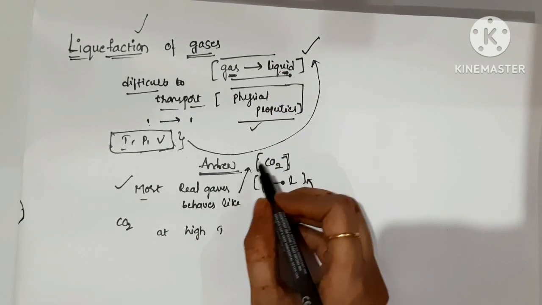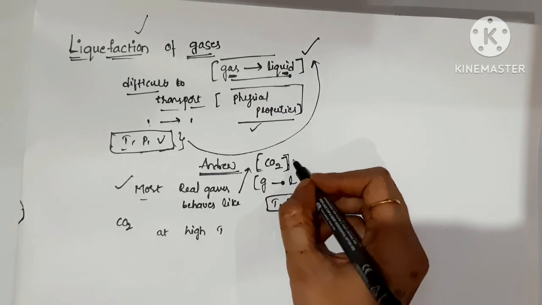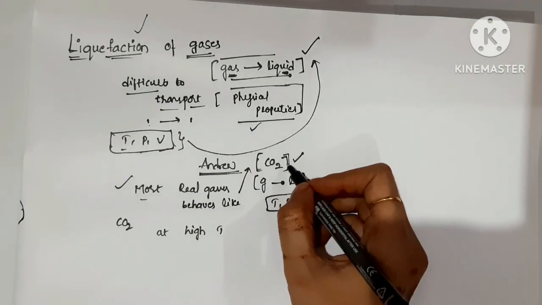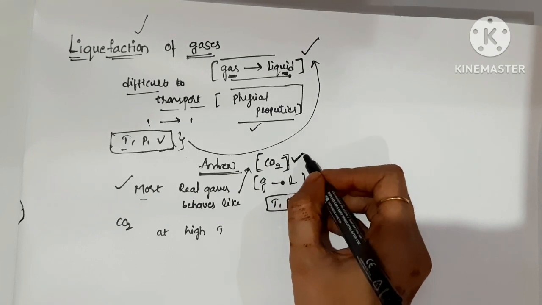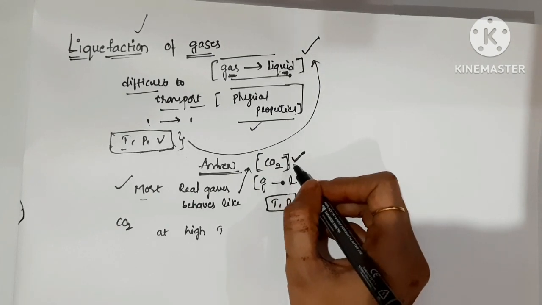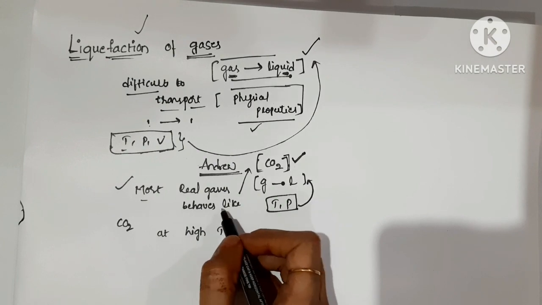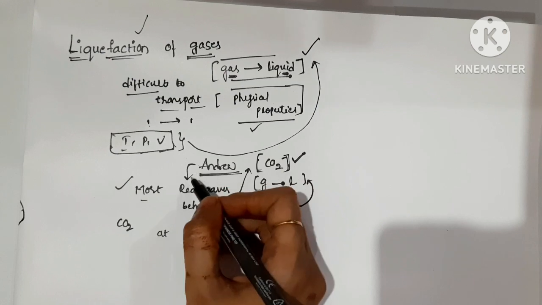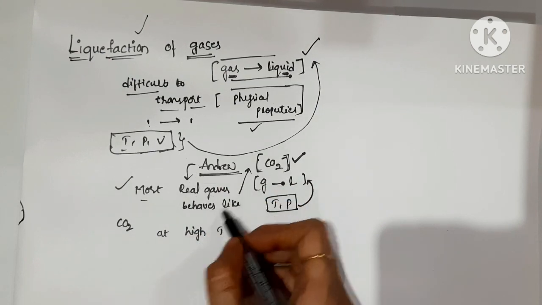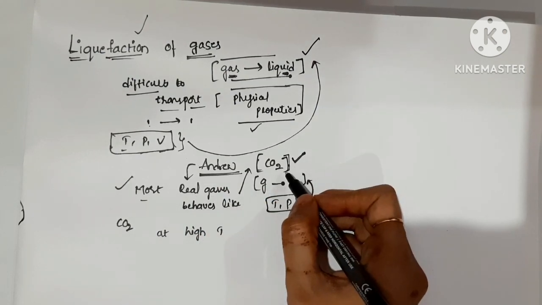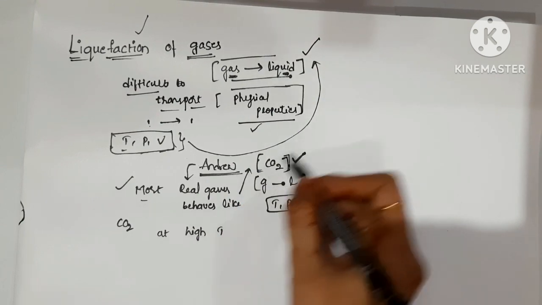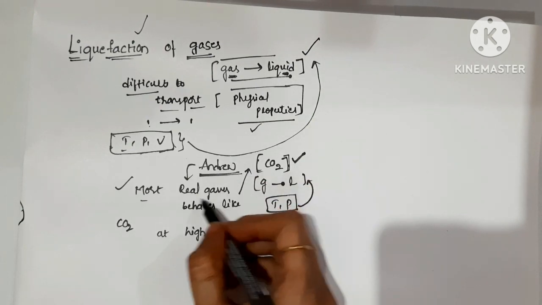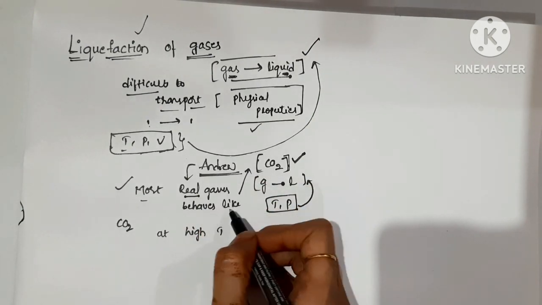He conducted the experiment on CO2, carbon dioxide. First he conducted it only on CO2 gas. After this experiment, he concluded that most real gases behave like CO2.